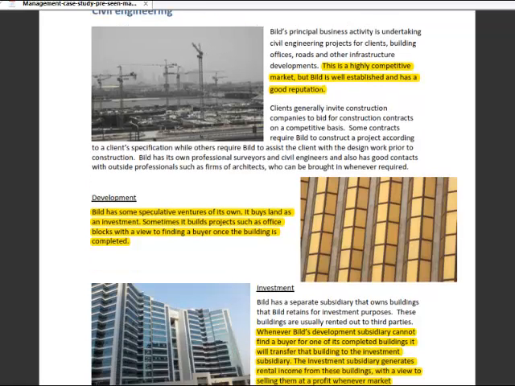The market is highly competitive, and Build is well established and has a good reputation. As in many parts of the construction industry, clients of Build generally invite construction companies to bid in a selective tender process for construction contracts on a competitive basis.